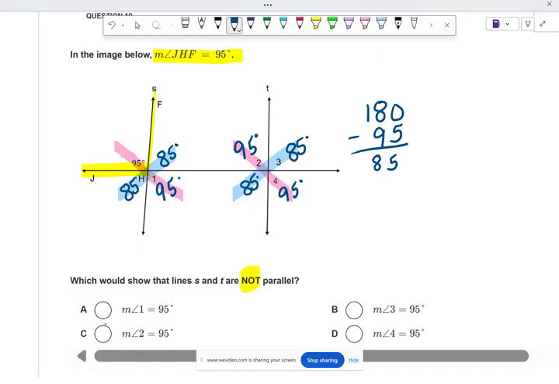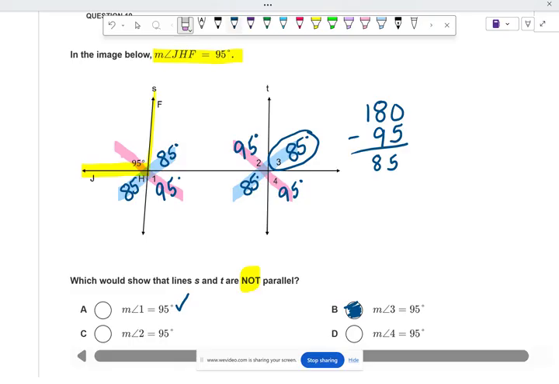All right, answer choice A. Measure of angle 1 is 95. Okay, that was true. If the lines are parallel, that was true. B, measure of angle 3 was 95. No, y'all, if these lines are parallel, then corresponding angles would have to be congruent. 95 would make those two lines not parallel.